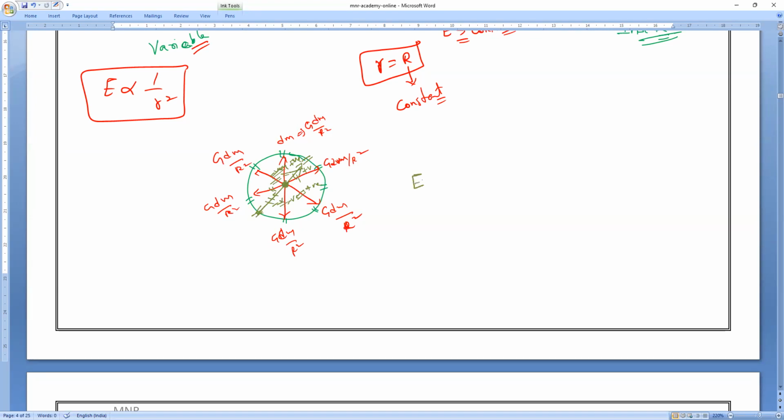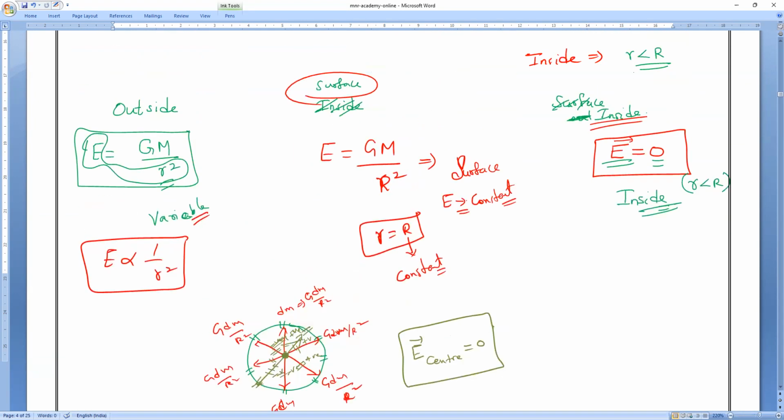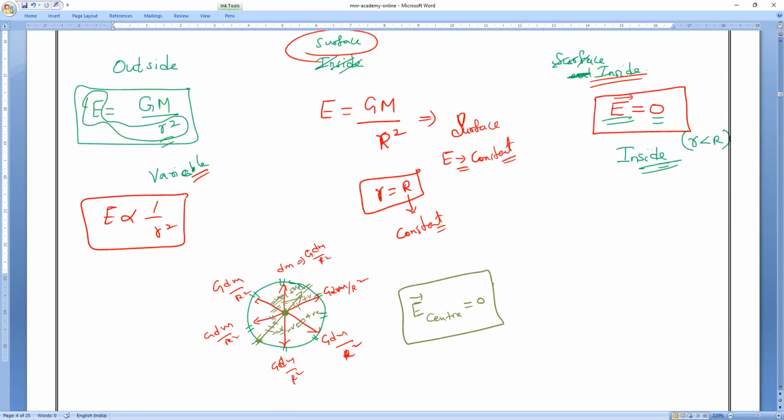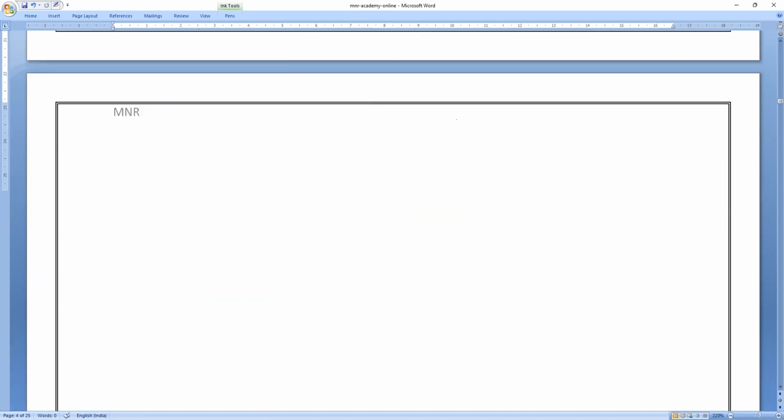So what is the gravitational field at the center? Everybody? Yes, 0. But at the center it is 0, that's fine, I'm accepting. But before, what have we written? Check it, everybody. Yes, tell me. Inside it is 0. That is the most important concept.